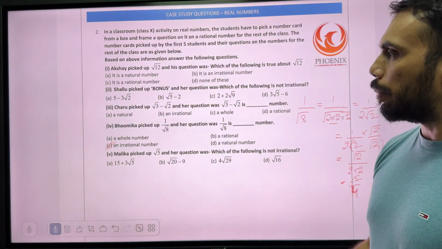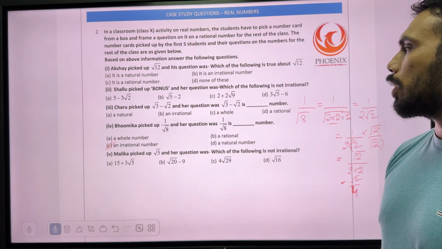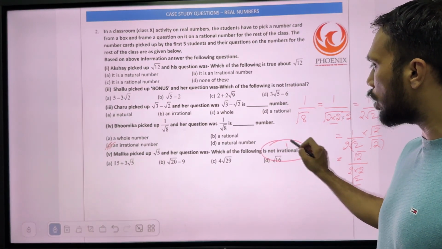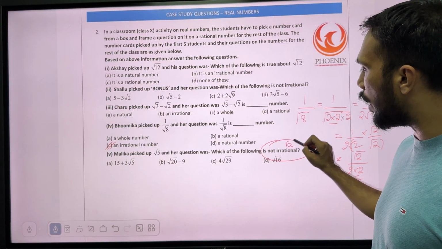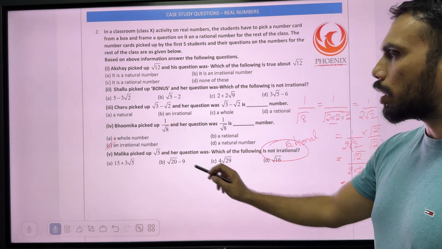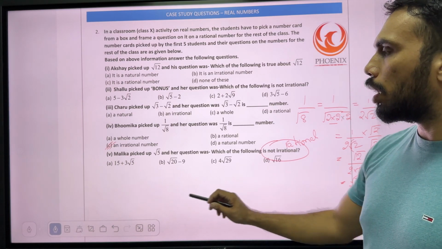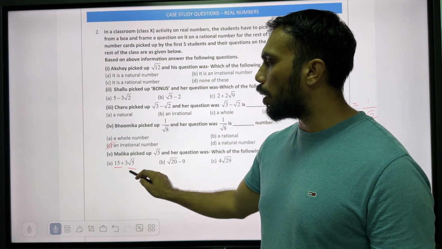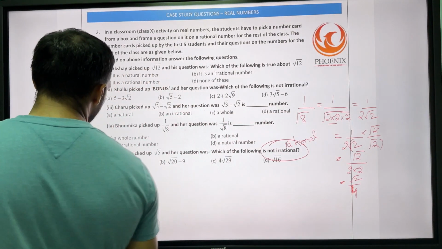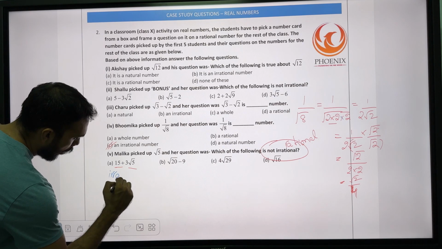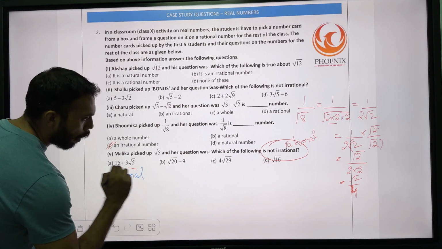Okay, last student, Malika picked up root 5 and her question was, which of the following is not irrational. Again the same question, it means we are looking for a rational quantity over here. Okay, rational quantity. So just look at the options over here. 15 plus 3 root 5, obviously it is the addition of a rational and an irrational quantity. It is going to be an irrational number. Just by directly looking at the expression, I can say that this is irrational, so not my option.